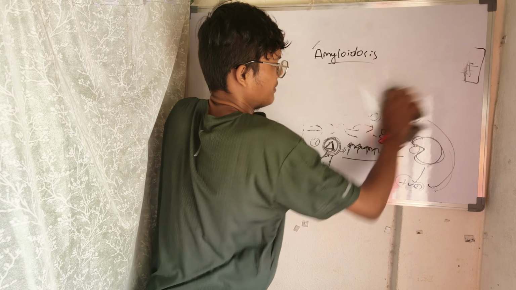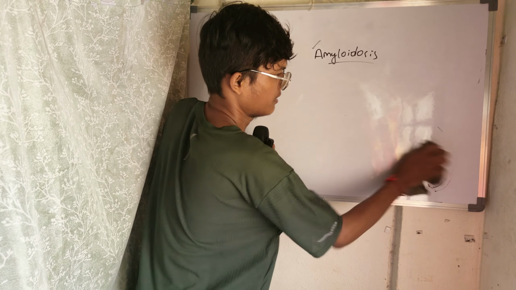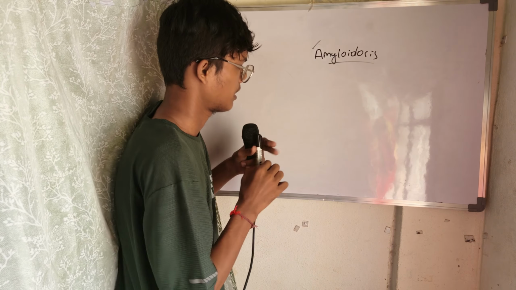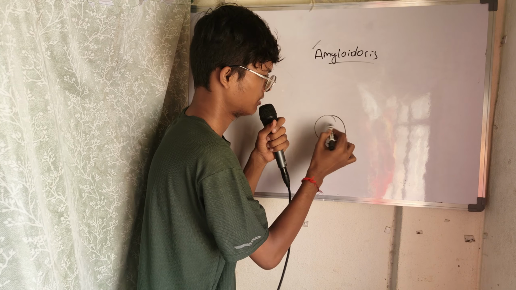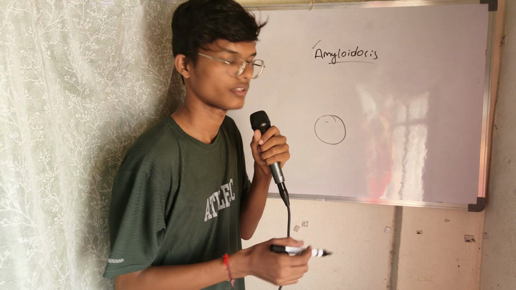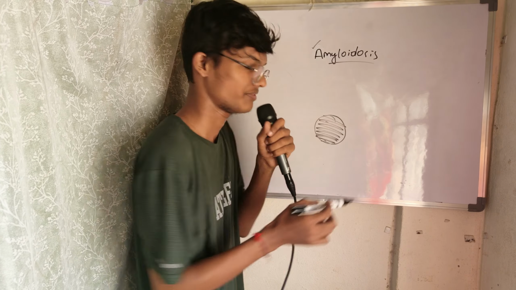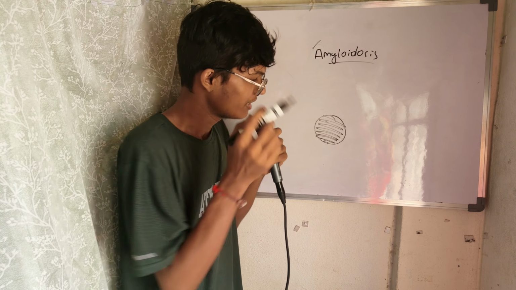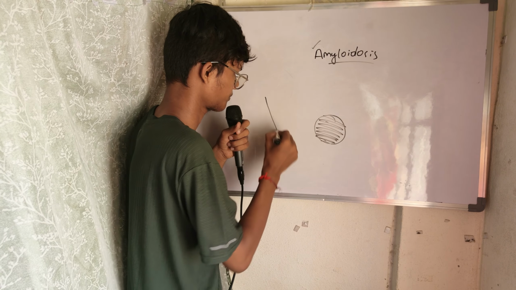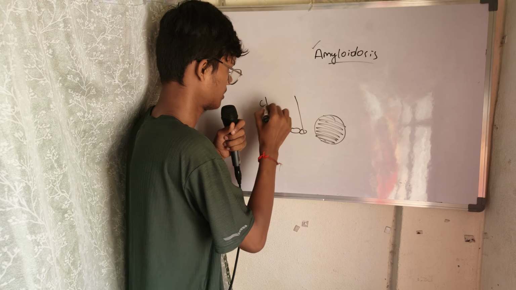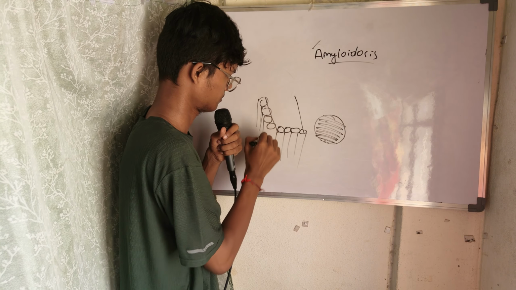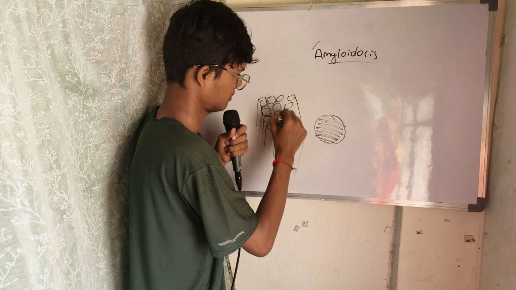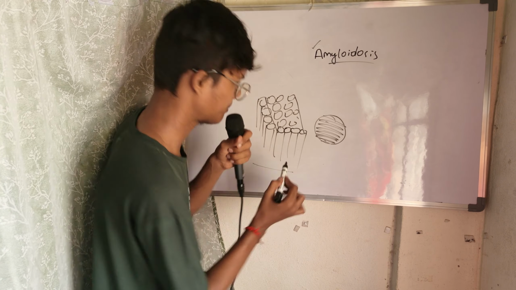We completed the definition. Suppose we said this is the amyloid. Amyloid has a specific shape. What is that shape? Beta pleated sheet, right? So what is the shape of that beta pleated sheet? Like this. In the form of beta pleated sheet.